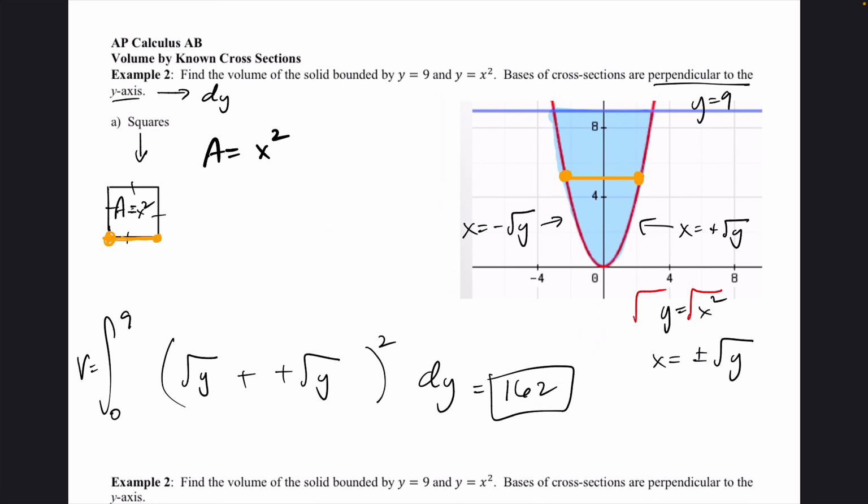Oh, we got plenty of time. Okay, so I'm going to do number 2 with you guys. Then I'll let you guys do number 3 on your own. The last question, it doesn't have a number, it just says example.